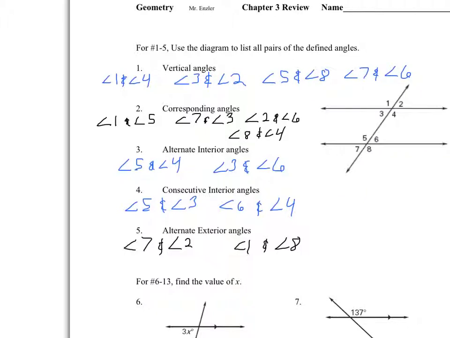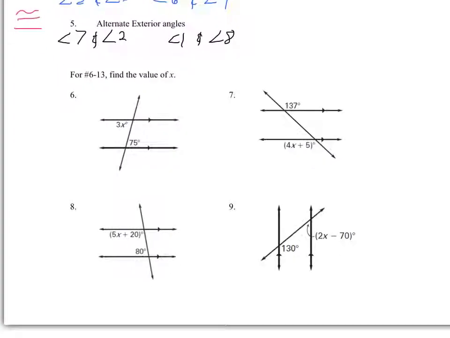Vertical angles are always congruent, but if two lines are parallel cut by a transversal, corresponding angles will be congruent, alternate interior angles will be congruent, and alternate exterior angles will be congruent. Consecutive interior is the oddball. Those will not be congruent, those will be supplementary. Those two angles will add up to 180.